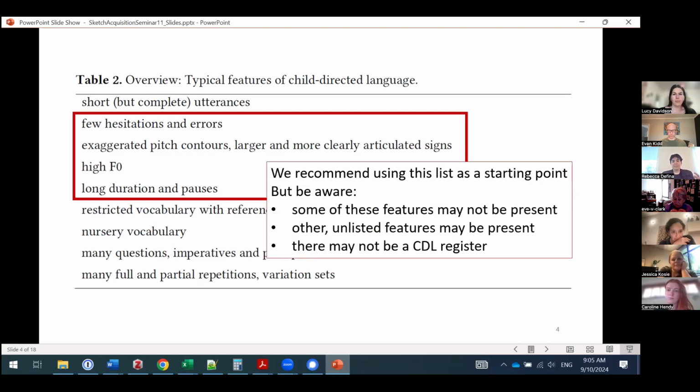And so we recommend this in the sketch as a good starting point of common characteristics across languages. And so these are some of the features to look for, but these features might not all be present in the language you're working on, and other features that aren't listed might be present. And also, there may not be a distinct register of child-directed language. It might not be different from adult-directed language.